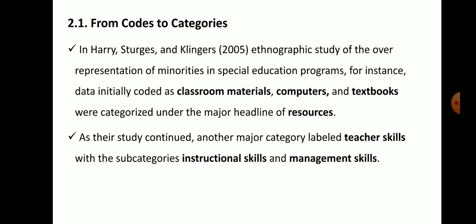So, from codes to categories. In Harry Stokes and Klinger's 2005 ethnographic study of the overrepresentation of minorities in special education programs, for instance, data initially coded as classroom materials, computers, and textbooks were categorized under the major headline of resources. As their study continued, another major category emerged, labeled teacher skills, with the subcategories instructional skills and management skills. And this is how it looks.